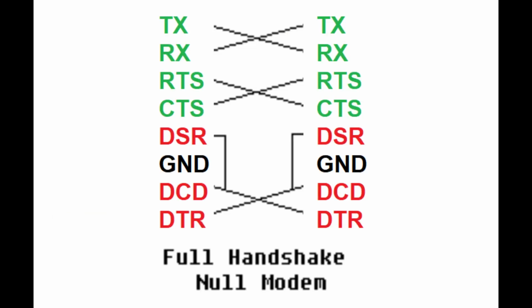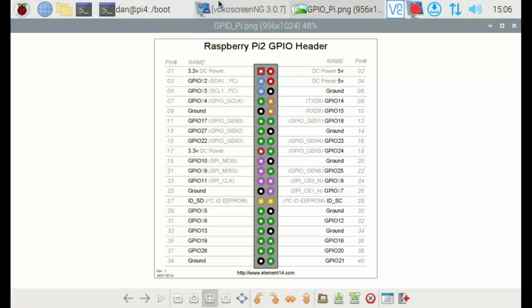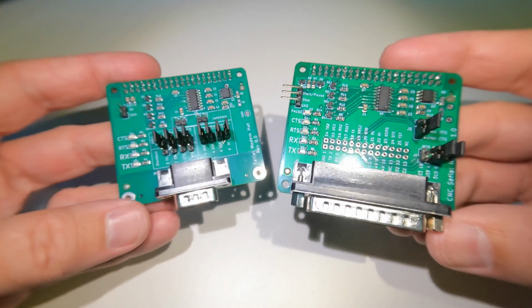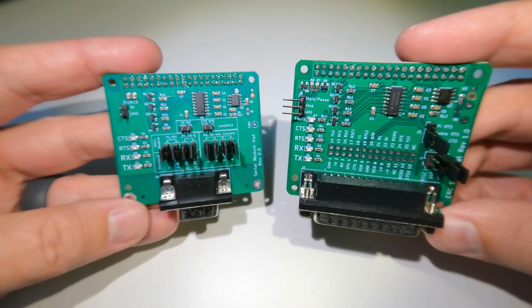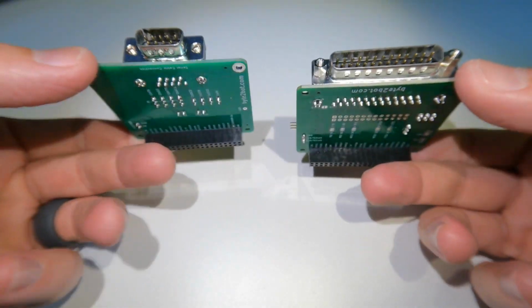Even more handshaking lines could theoretically exist than the CTS and RTS, but unfortunately the Pi UART peripheral doesn't natively support them. They would need to be simulated using GPIO if they were to exist. My hats don't support the extra handshaking lines because I haven't yet found a need for them.